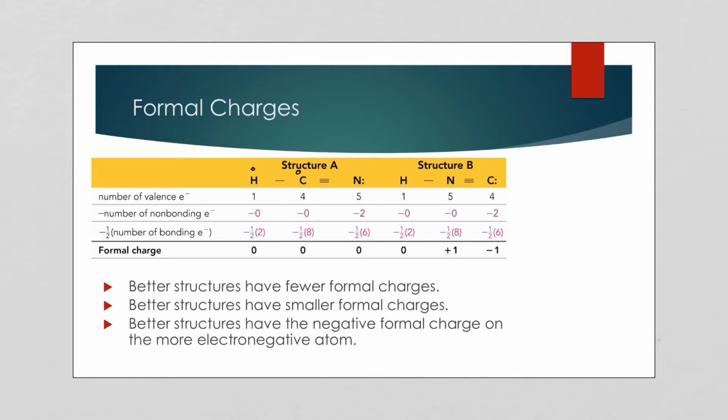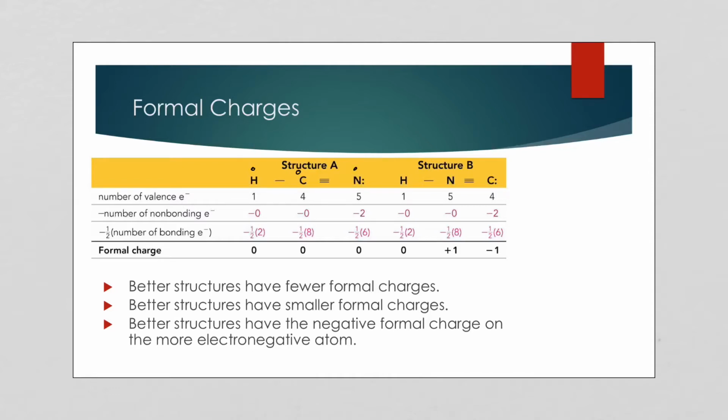Now for nitrogen, we have 5 valence electrons to start with. It has 1 lone pair, so it's 2 non-bonding. It's making a triple bond, so it has 6 shared electrons. Half of that's 3, so 5 minus 2 minus 3, again, is 0. Okay, so we've done the formal charges for structure A.